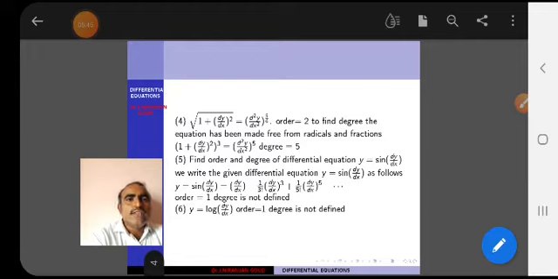To find the degree, first the equation has to be made free from radicals and fractions. For that, raise the power up to 6 on both sides. You will get (1 + (dy/dx)²)³ = (d²y/dx²)⁵. In this equation, the power of d²y/dx² is 5. So the degree of this equation is 5.